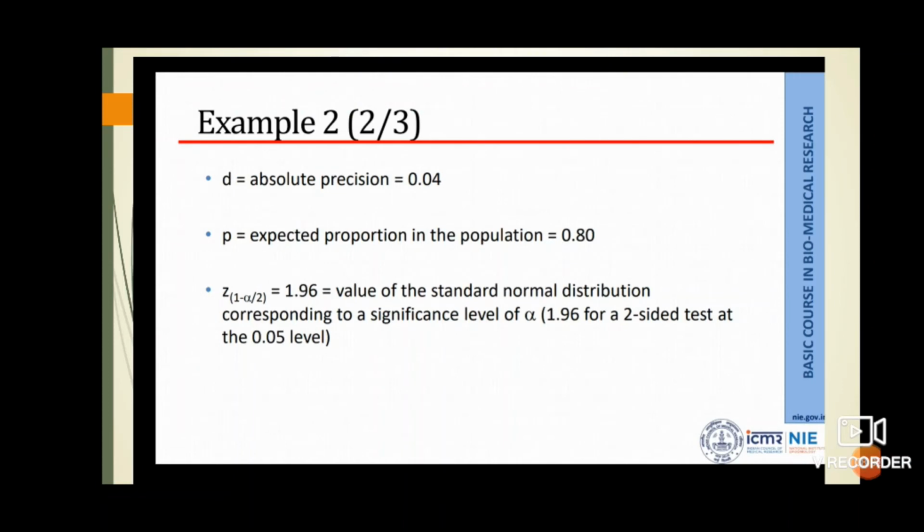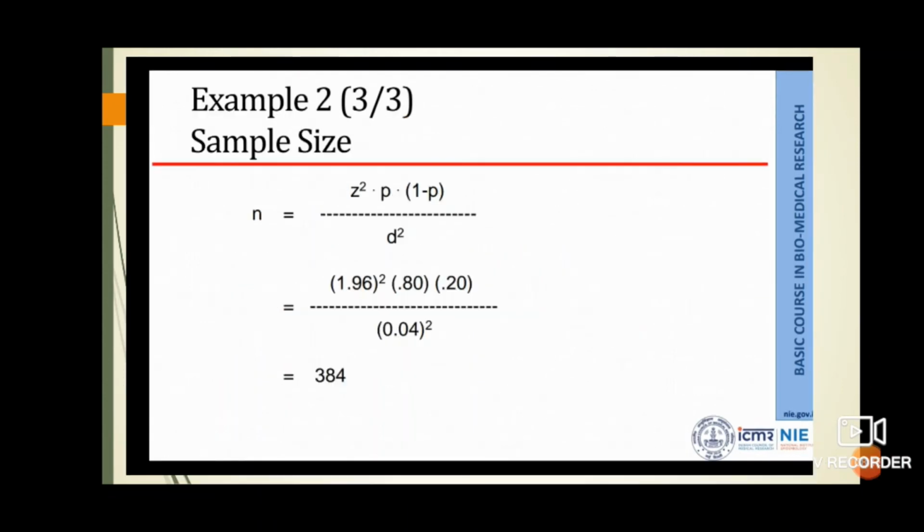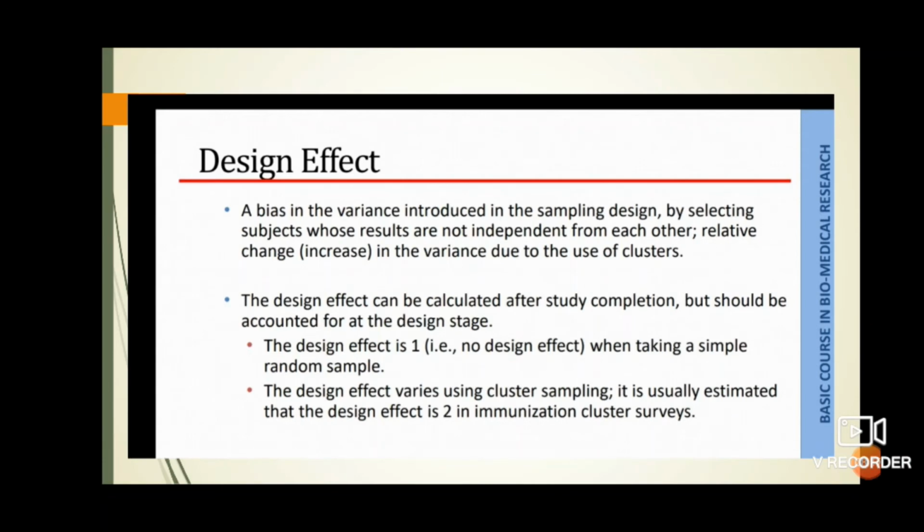So our formula will be: D is equal to 0.04, since that is 4% from the true value. Probability is 0.80 since it is 80%, and Z value is 1.96. So this is our formula, Z square PQ divided by D square.